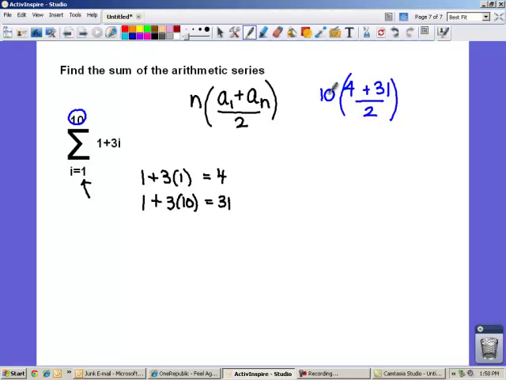So now you just simplify this. We have 4 plus 31, which is 35. We're going to take 35 and divide it by 2. That's 17.5. And we're going to times it by 10. So 175. So if you did go through and do all of these all the way up to 10 and add them all together, you would get 175. This is just a shortcut.